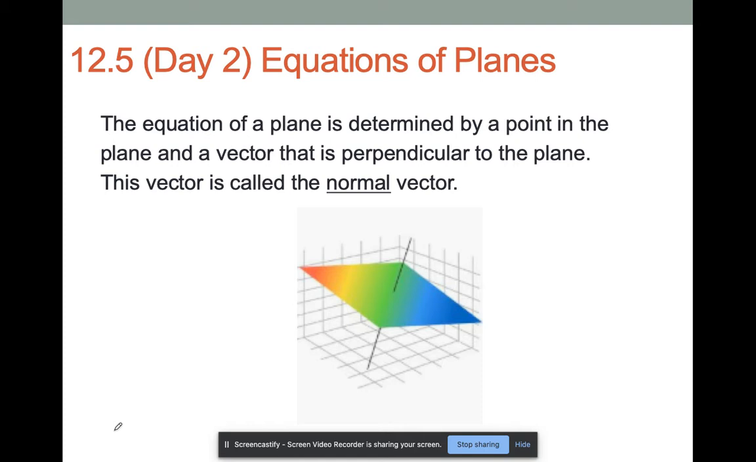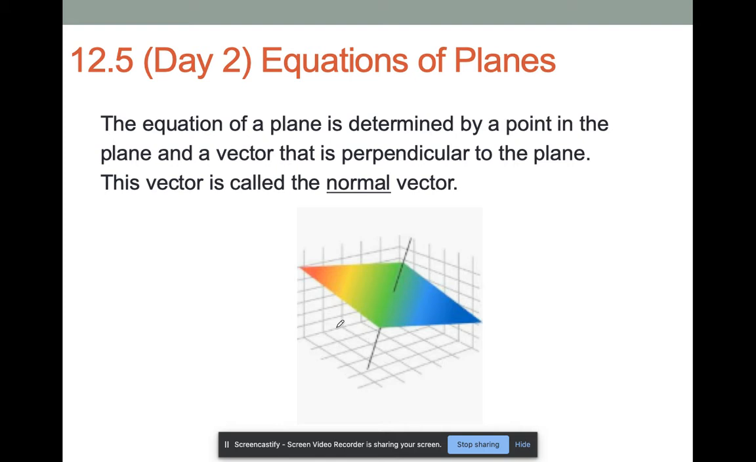Our last video was on equations of lines in 3-space. So now we're going to work with an equation of a plane. Here is just a sketch of a nicely, variously colored plane in the first octant of 3D space. And notice that there is kind of like a spear going right through it.